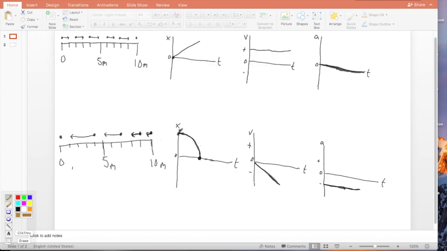Why was my velocity negative? Because the position was decreasing. The position is going from 10 to 9 to 7 and then back to the origin. So the position is decreasing. It's going to the left, negative velocity.